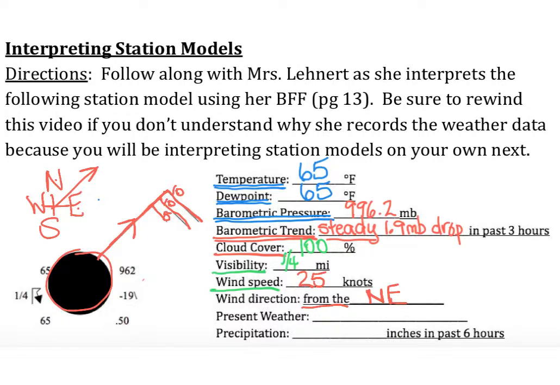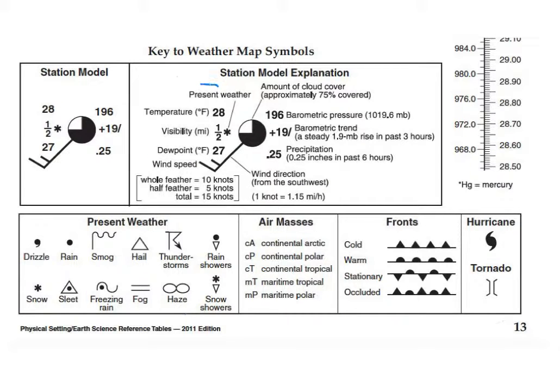All right, the last couple of things are really easy. The next one is present weather. And the last one is precipitation. So we're going to do those together. Okay, here's our present weather. It's pointing to this little symbol right here that is in between the circle and my number for visibility. That little symbol, you have to come down here to this box filled with a bunch of present weather symbols. And you need to find that little symbol and figure out what the weather is like.